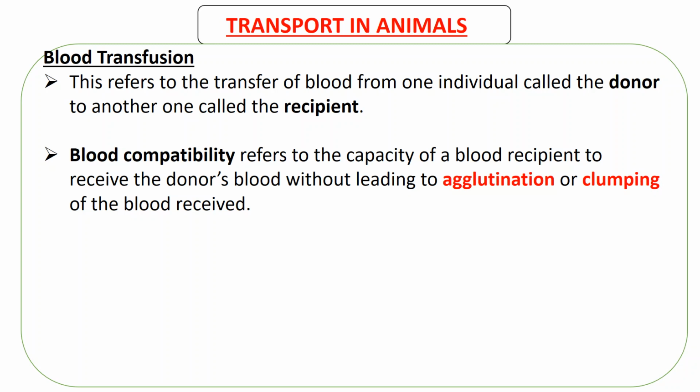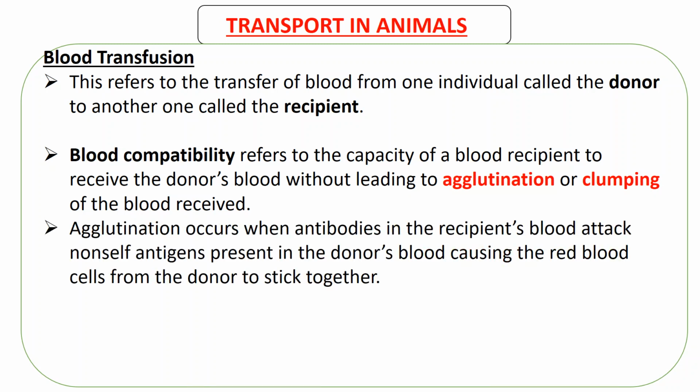Okay, so what is agglutination or clumping? Agglutination occurs when antibodies in the recipient's blood attack non-self antigens present in the donor's blood, causing the red blood cells from the donor to stick together. Maybe I should read this again. Agglutination occurs when antibodies in the recipient's blood attack foreign antigens. That's what it means. Non-self foreign antigens present in the donor's blood, causing the red blood cells from the donor to stick together.